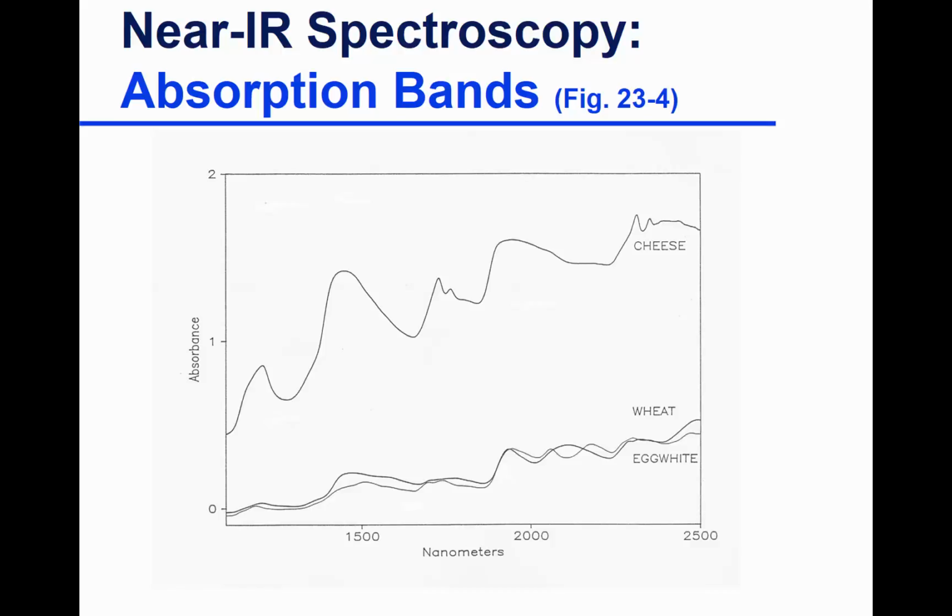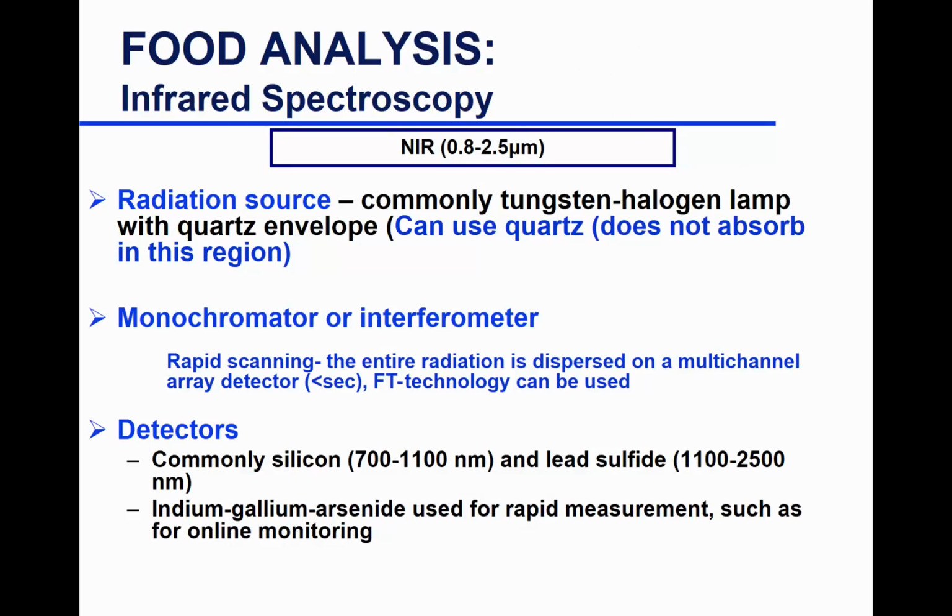So here is an example of a cheese spectra, and here's an example of wheat and egg white. Notice here that you have this large peak. It's due to the high moisture. So it kind of masks some of the protein spectra. So it is a very complex spectra. Because of it being complex, some peaks will mask other peaks. There's a lot of mathematics and calculation that goes into integration of this spectra.